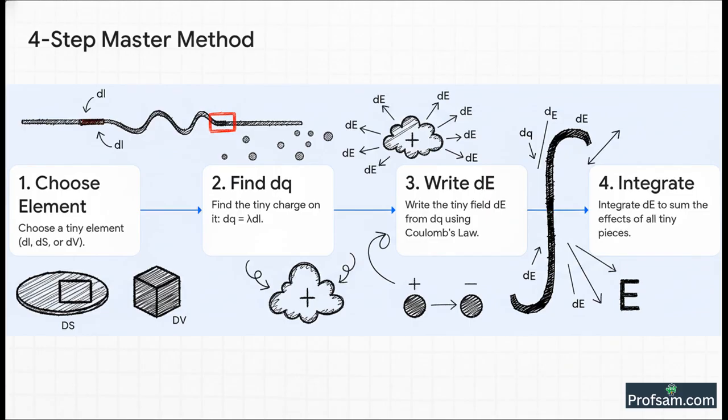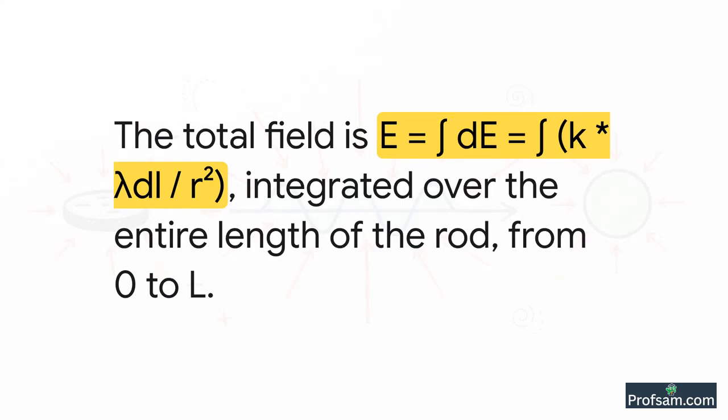So you can write the formula for the tiny electric field dE that comes from this dq using our good old Coulomb's law. And step 4, to get the total field E, what do we do? We just add up the effects of all these tiny little pieces. And what is the mathematical way of adding up infinite tiny pieces? Exactly. Integration. You just integrate dE. That's the whole method.